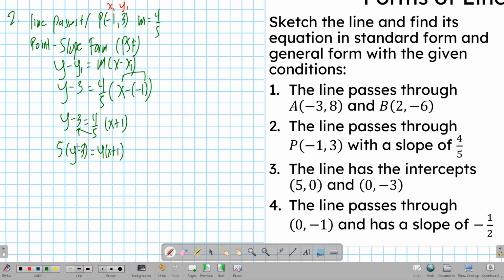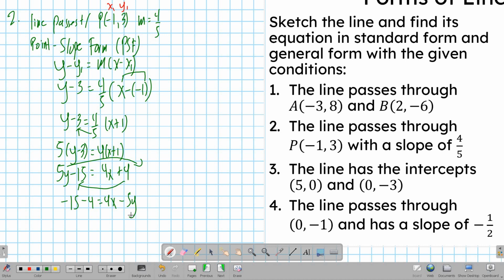Now, mag-distribute tayo both on the left-hand side and the right-hand side. So I'm going to have 5y minus 15 is equal to 4x plus 4. Ayan. Like what we mentioned in the previous video, the convention is we keep the coefficient of x positive. So, para maging positive yan, itong y transpose natin, ito ilipat natin sa kabila. So, therefore, I am going to have the equation. This becomes negative 15 minus 4 is equal to 4x minus 5y.